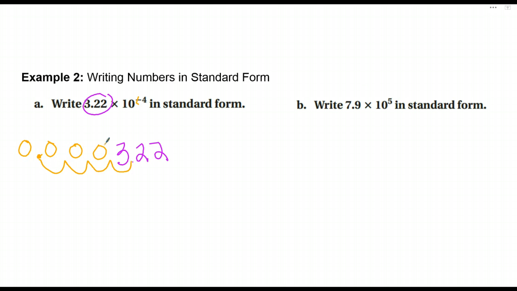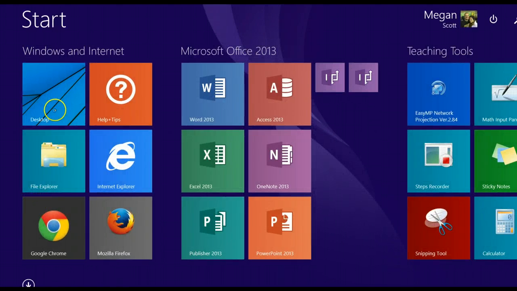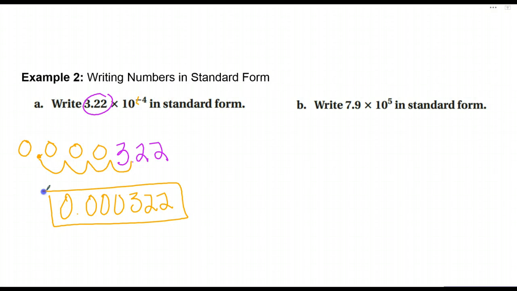So this number in standard form, yes, you need to rewrite it. Do not give me a final answer with swoops, because it's hard to read. So that is your final answer.